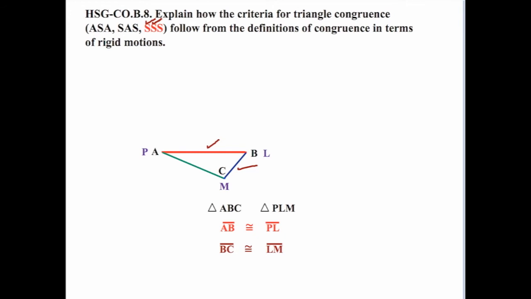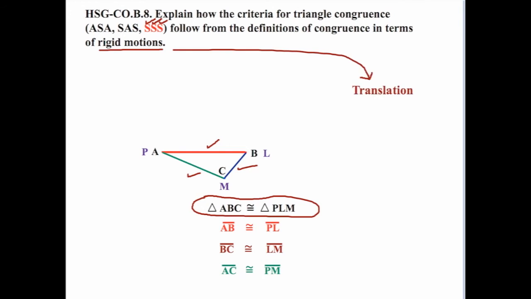So we've taken care of 2 parts of side, side, side so far, and now we already have the third pair of segments overlapping each other, so we know that AC and PM are congruent. And so now we've shown that the 2 triangles are in fact congruent by knowing that all 3 matching pairs of sides are congruent to each other.